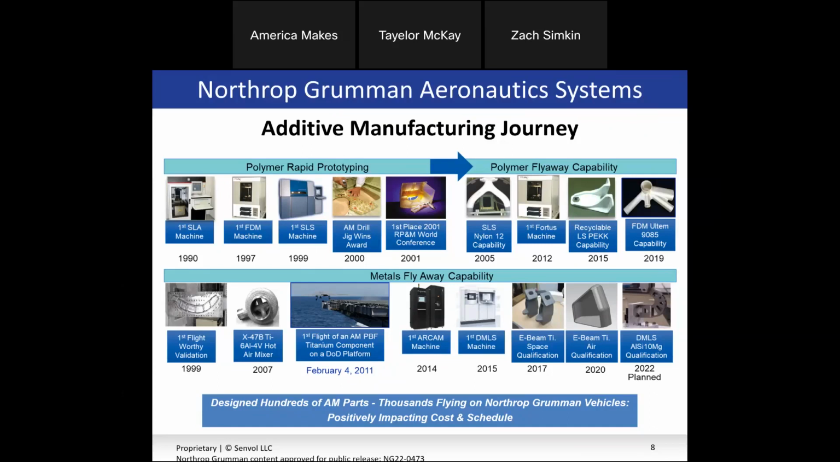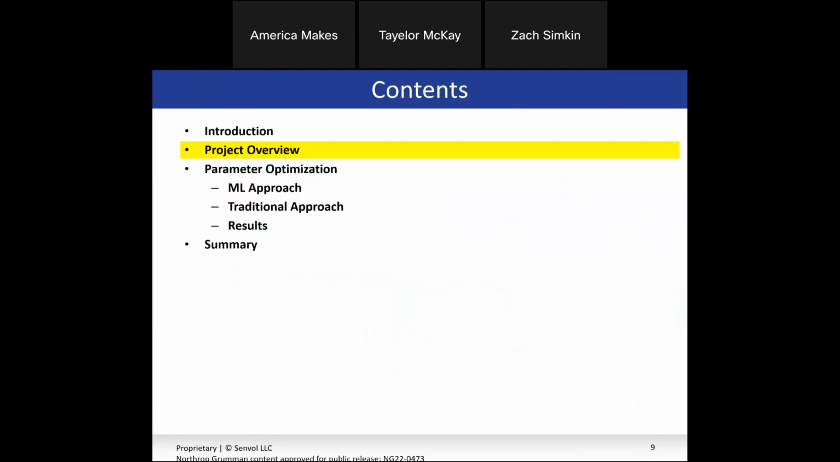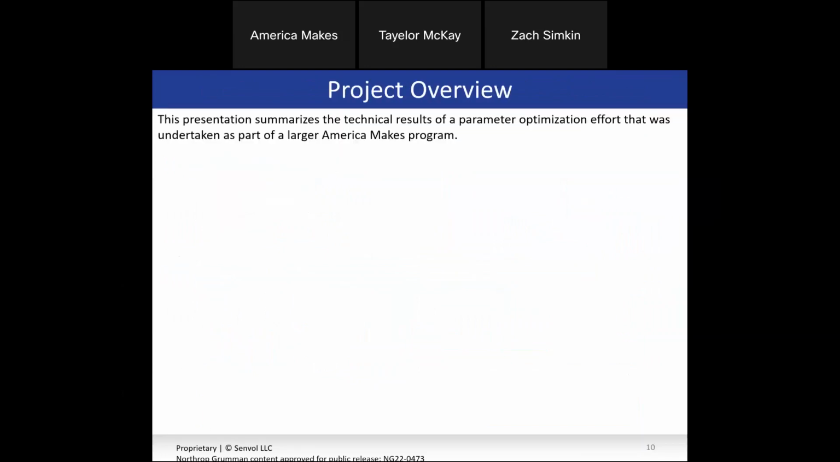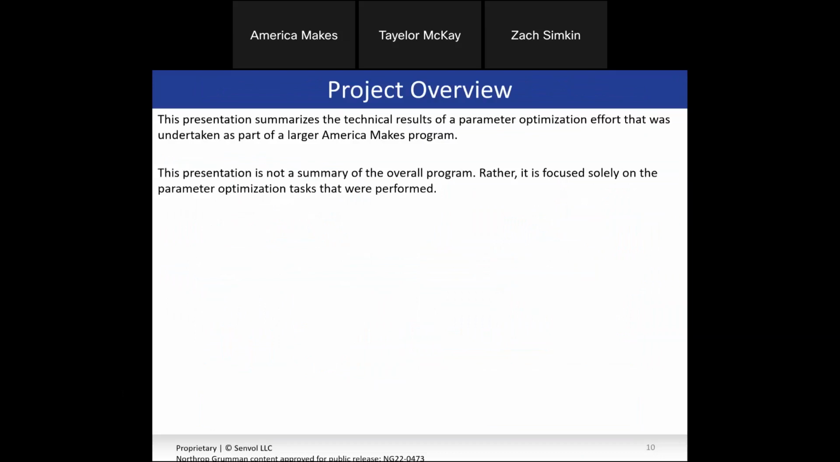All right, thanks, Taylor. Now we're going to go over the project and then some of the results. So the presentation we are giving today, just to be clear, summarizes the technical results of a parameter optimization effort that was undertaken as part of a larger America Makes program. So what we are talking about today in this presentation is not a summary of the overall program. Just want to make sure that's clear for those who have heard about this program and are interested in the briefing. Let me know. We can do that separately.